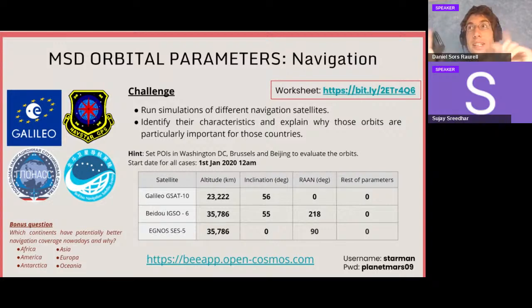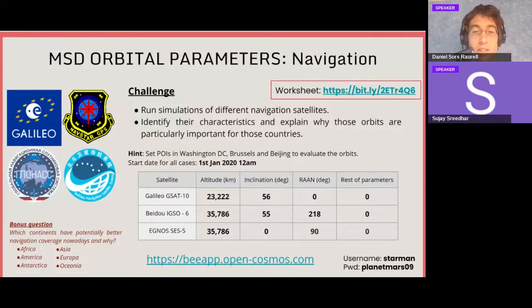That the more navigation satellites that are flying over me, the higher the accuracy is in my Google Maps, for instance, or in the positioning application on my smartphone. Where would I fly to? In which continent would I get better precision? Yeah, that's a tricky question.